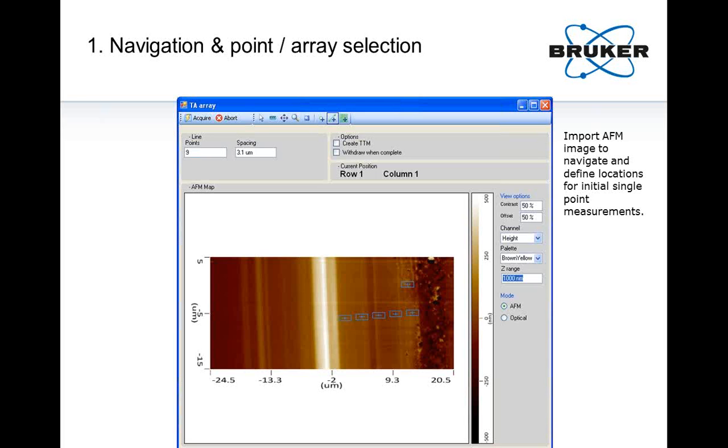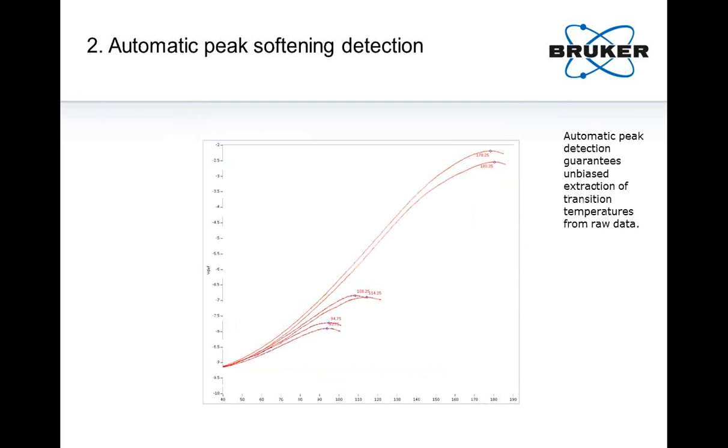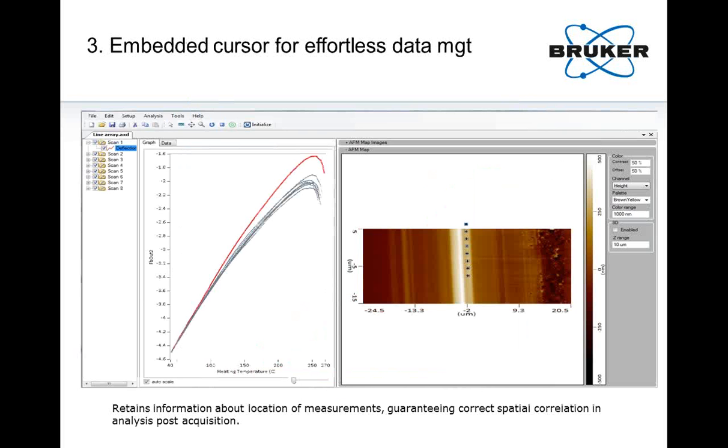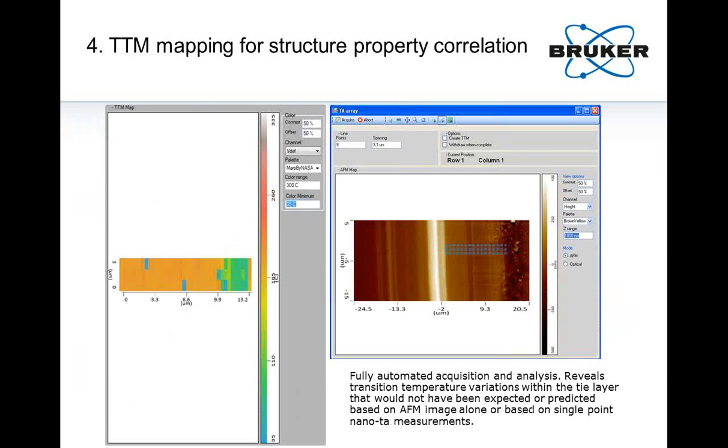First we are using an AFM image to guide the initial investigation, defining a few individual locations. Now we can execute any of these individual curves automatically and very rapidly, and so far we're not seeing anything unexpected here. The software captures the data as well as the locations and saves the complete information so we can later correlate the measurements to their spatial location.